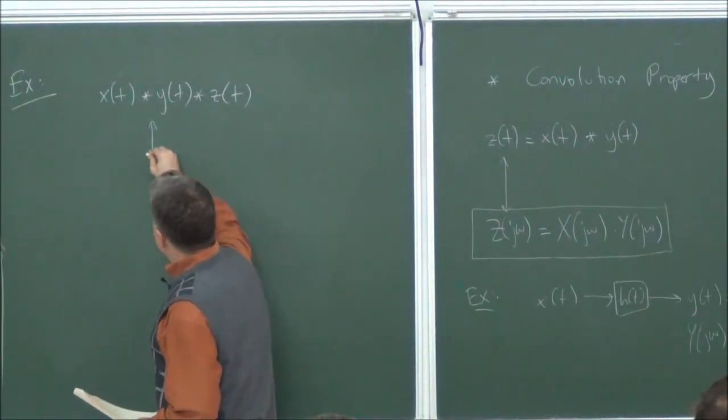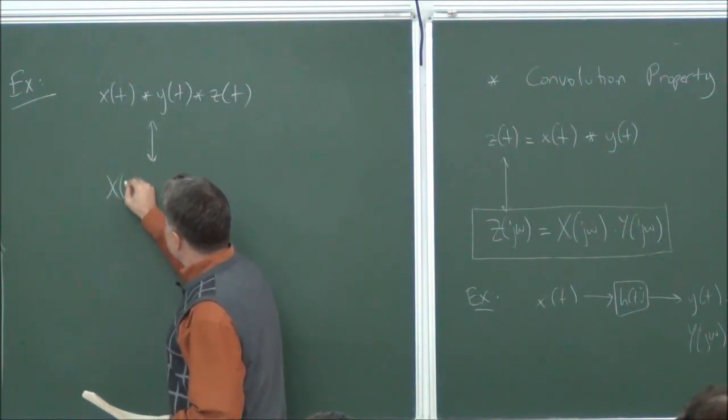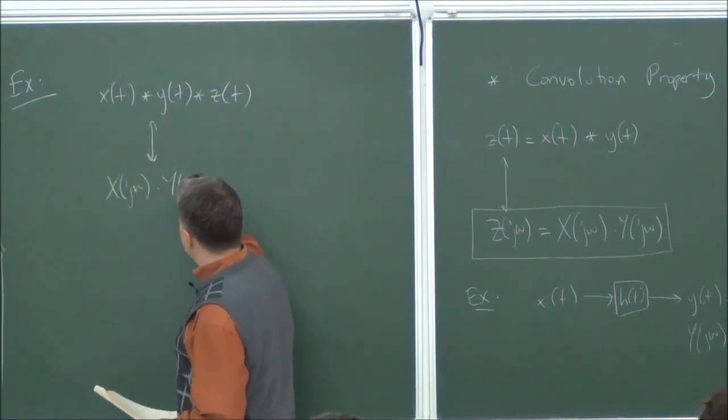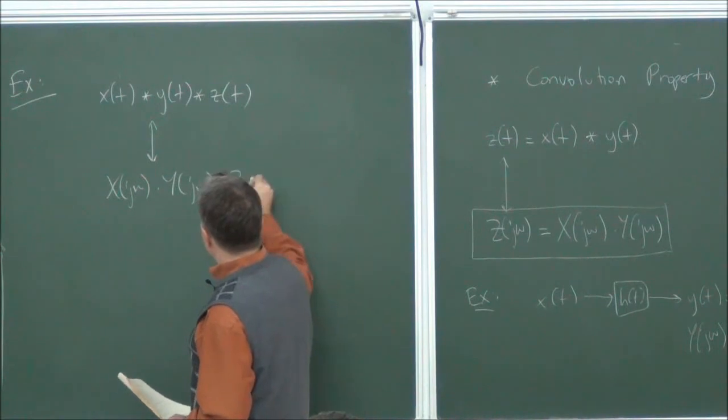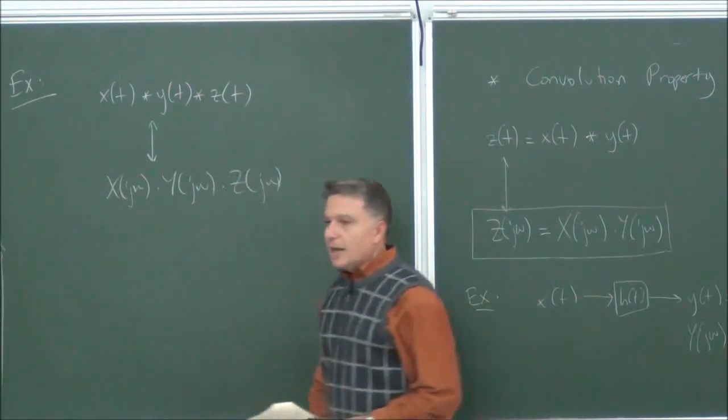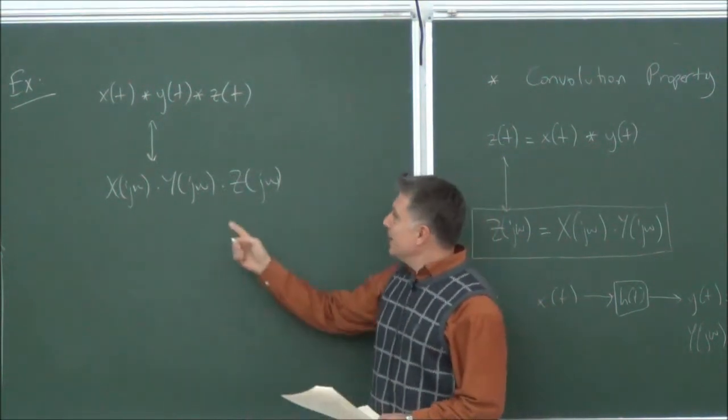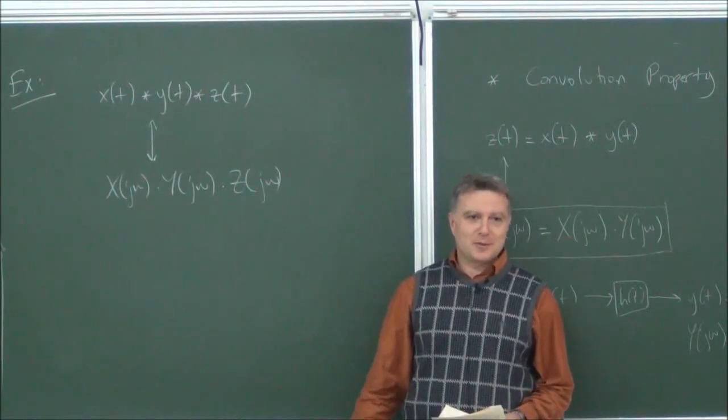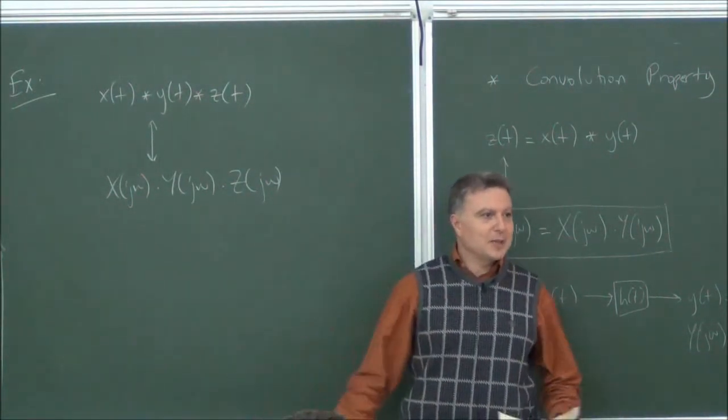The Fourier transform expression for that one is quite simply X of j omega times Y of j omega times Z of j omega. And from multiplication we also know that it doesn't matter which one you multiply first. It's just a series of multiplications.